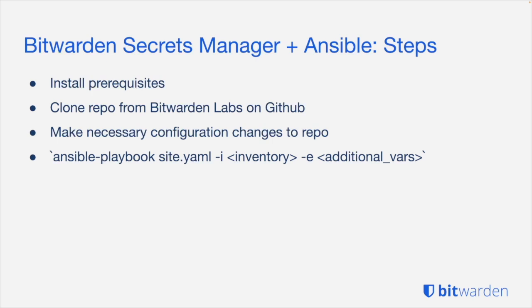What we're going to do today is we're going to install the prerequisites. We're going to clone the repo from Bitwarden Labs. We'll give a brief introduction to Bitwarden Labs as part of this demonstration. We'll show you how to make the necessary configuration changes to the repo, as well as how to cut parts out of the repo if you don't want to use some of the tools that we've used in this showcase. And then we're going to run good old ansible-playbook site.yaml, adding the correct inventory and any necessary environmental variables.